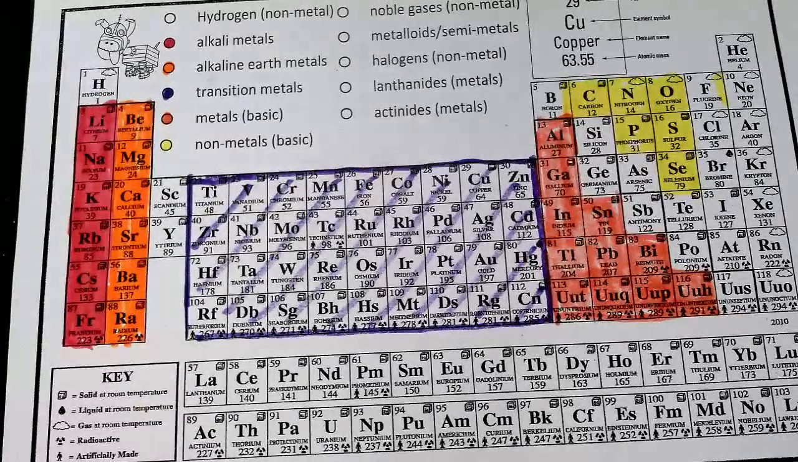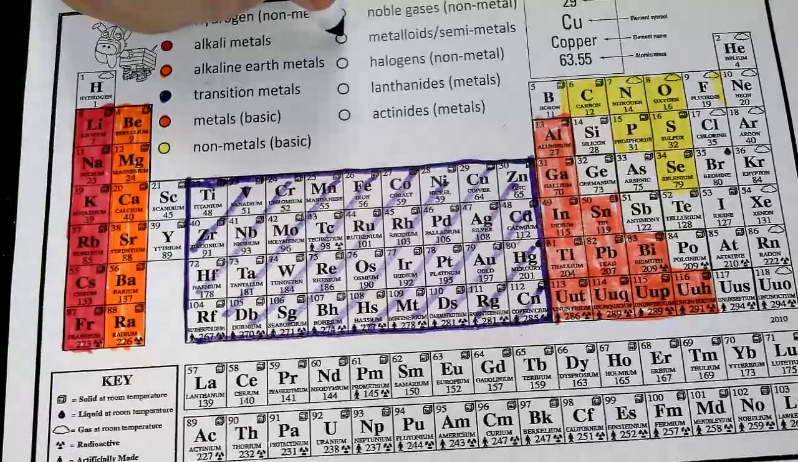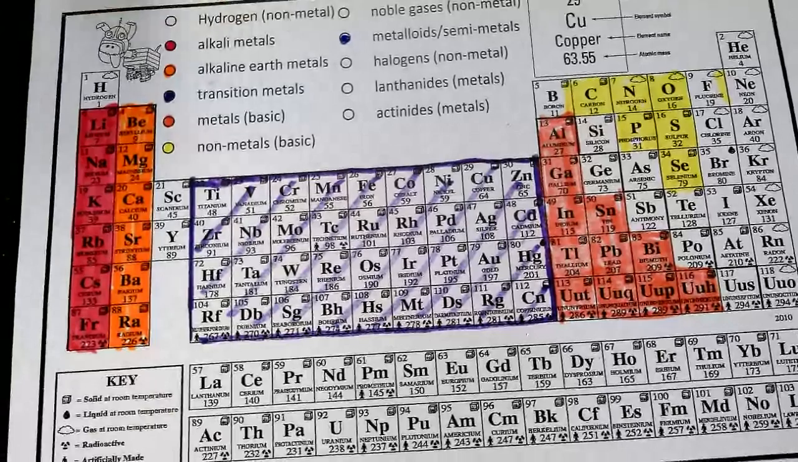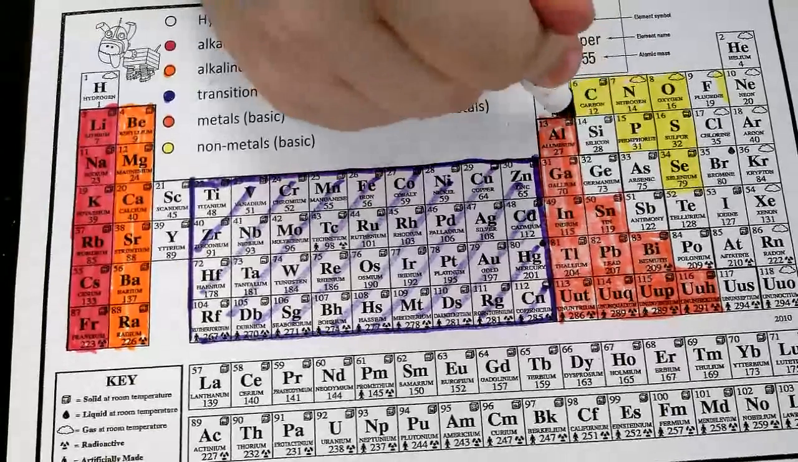Our next group are the metalloids. Metalloids, if you notice, there's a thick dark line going down on the right-hand side of the periodic table. It kind of forms a zigzag staircase. That's the metalloid line. Any element except for aluminum that touches that thick black line is considered a metalloid.